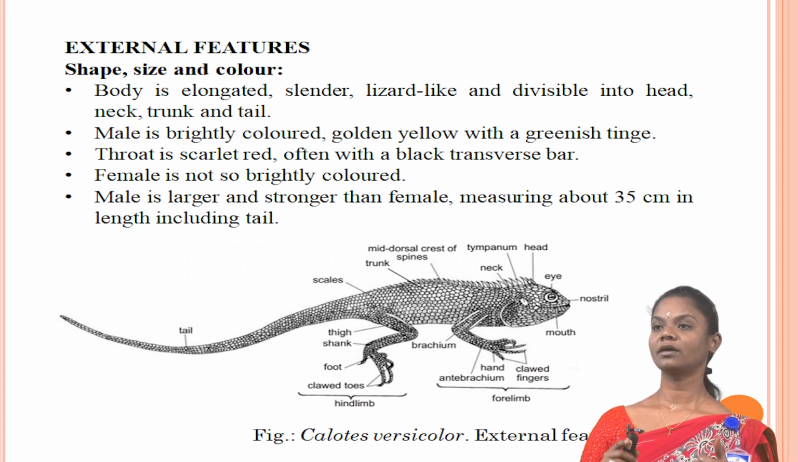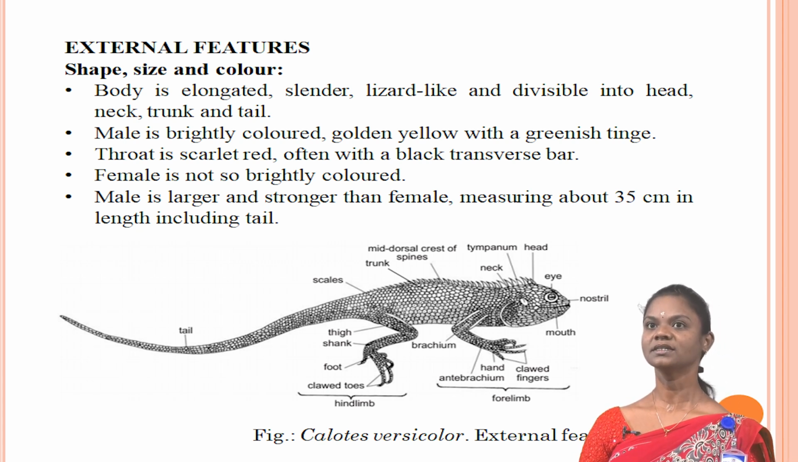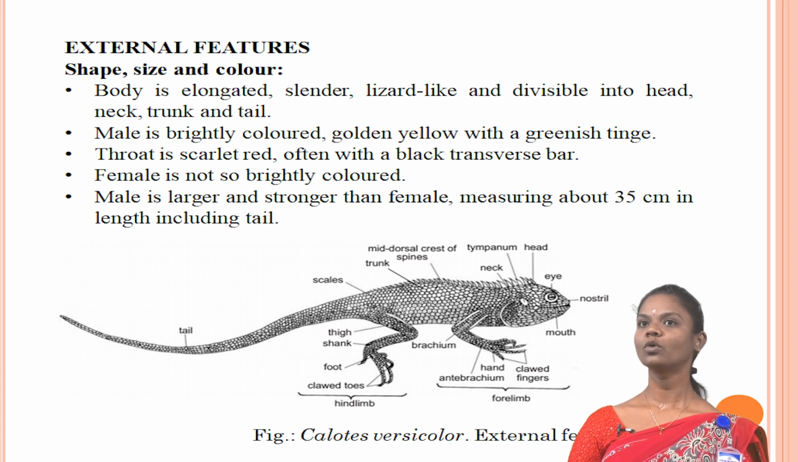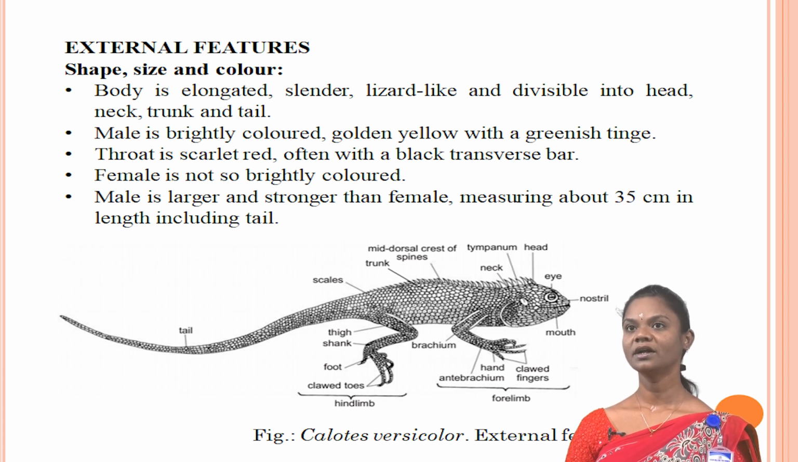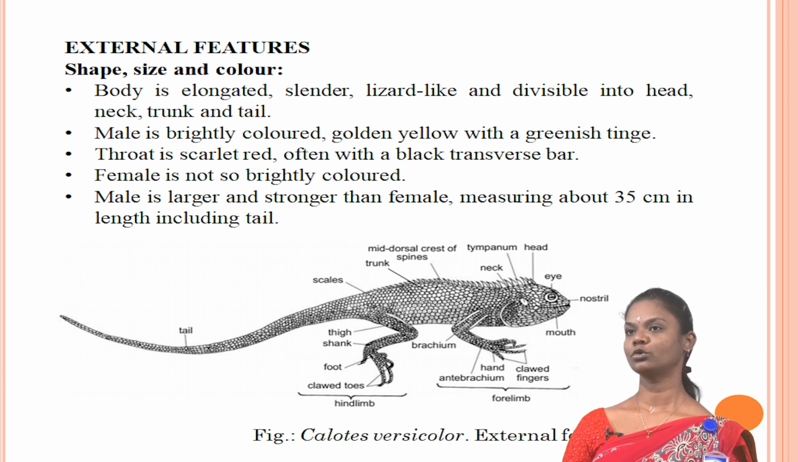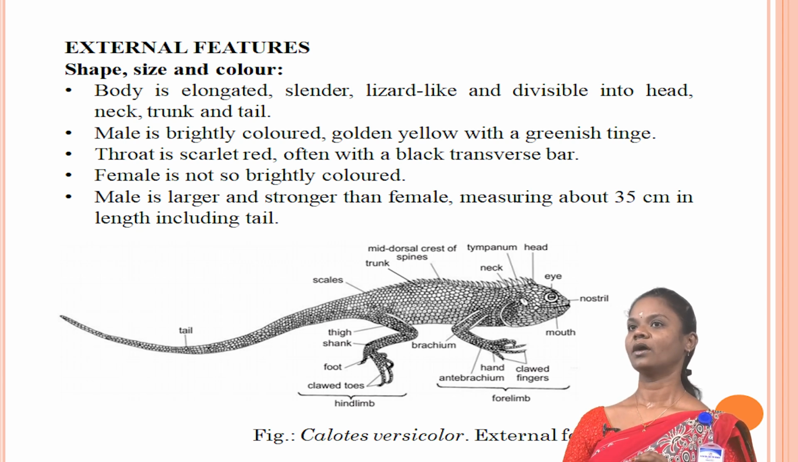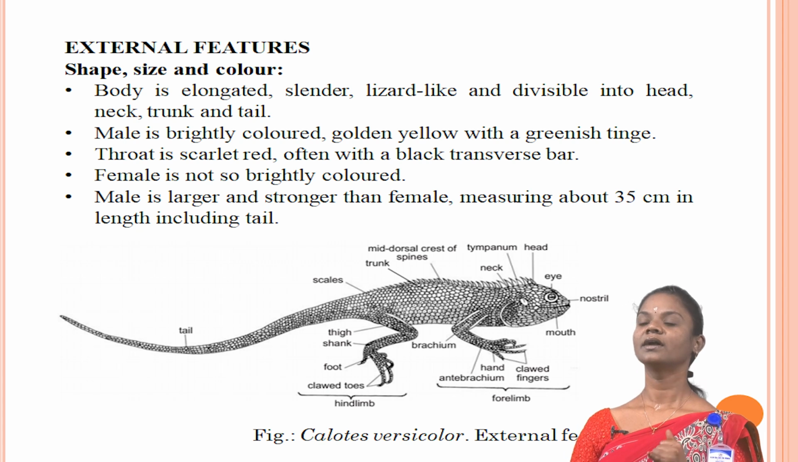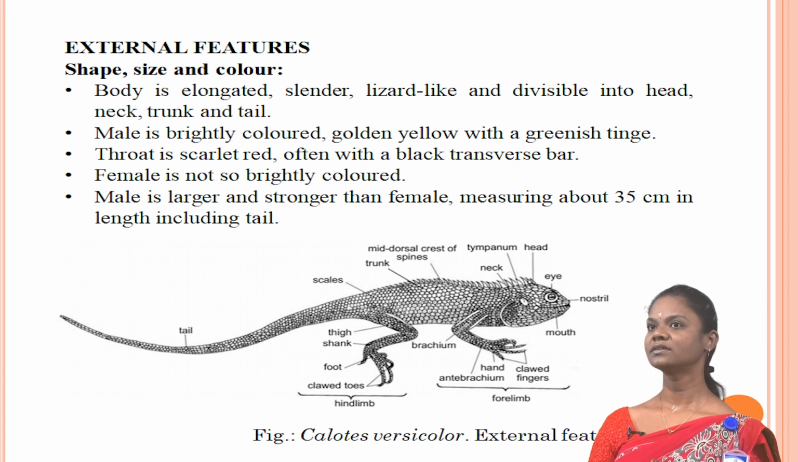External features: shape, size, colors. The body is elongated, slender, lizard-like, divisible into four regions: head, neck, trunk, and tail.